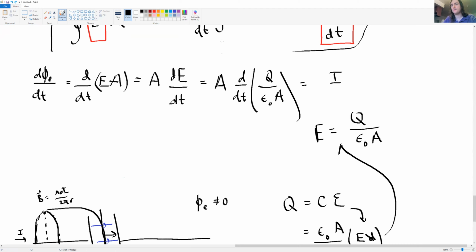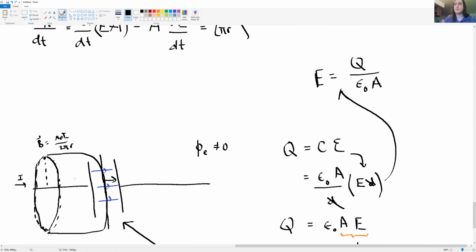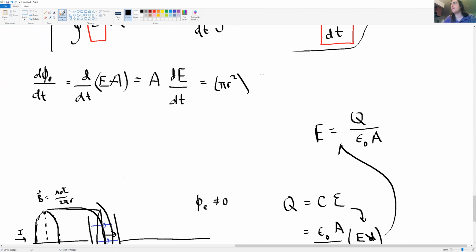This is like the area of a disk. Let's back it up a second and write it up again real quick. Let's write this as pi r squared. Why am I writing it as pi r squared? Well, if I pick this surface here, then this surface is a disk, so that's going to have an area of pi r squared. And then it's d by dt of Q over epsilon 0 A, and this A is the area of the capacitor plates, so that's kind of like a length times width type of thing.